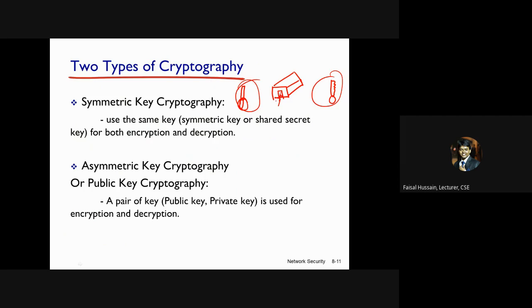But the problem is, if Trudy can identify the symmetric key, then he or she can also get the message. The problem arises whenever you are trying to agree on a symmetric key. If the process or technique is not right, Trudy can hijack your symmetric key.